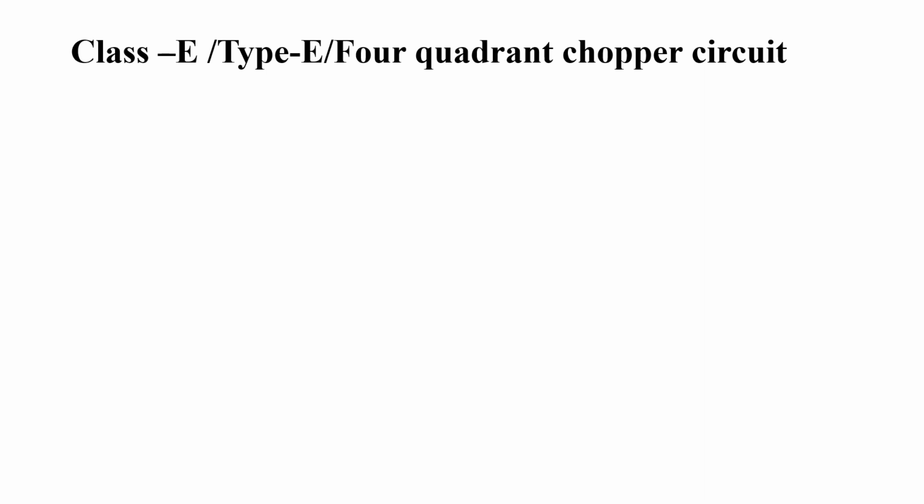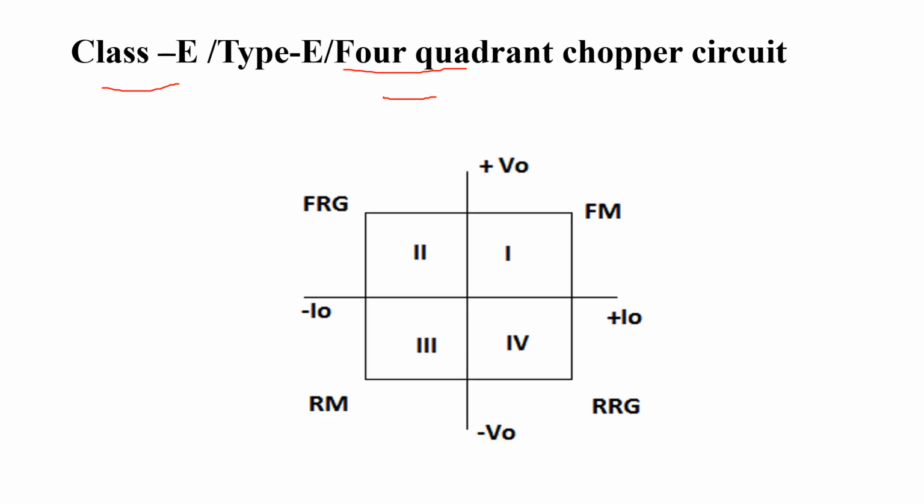I think we completed up to class D chopper. Now we are going to discuss about class E chopper. Class E chopper, also known as type E chopper or four quadrant chopper. Why is it called four quadrant chopper? Because by using class E chopper we can get the four quadrant operations. Four quadrant operations are nothing but forward motoring mode, forward regenerating mode, reverse motoring mode, and reverse regenerating mode.